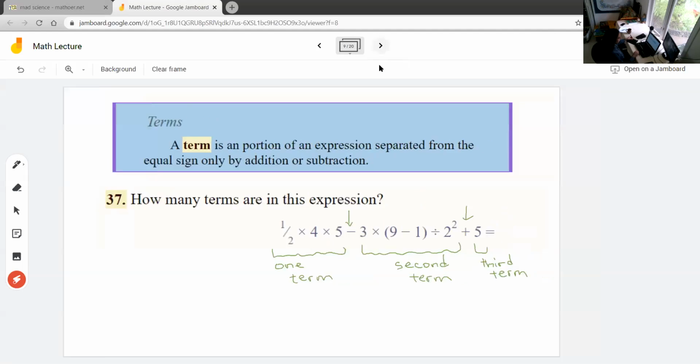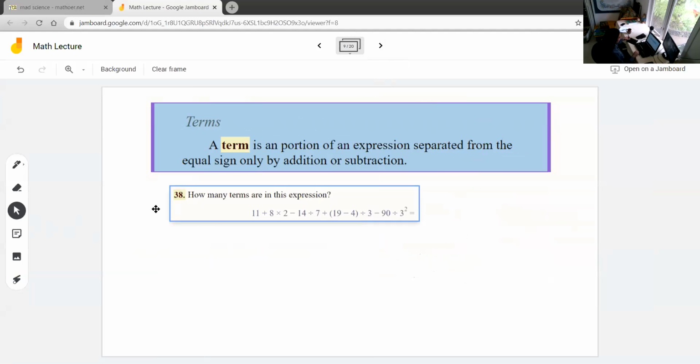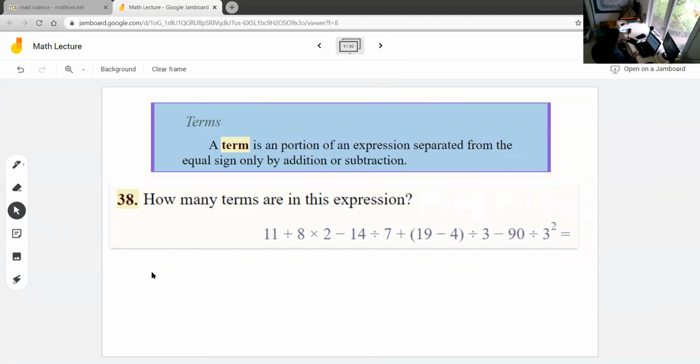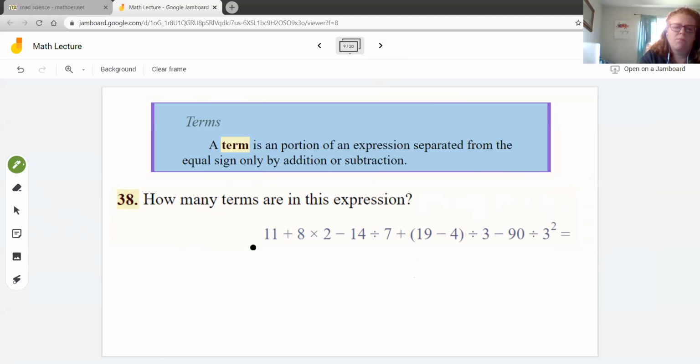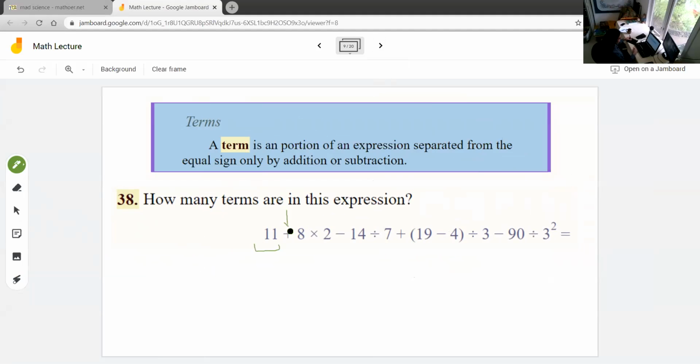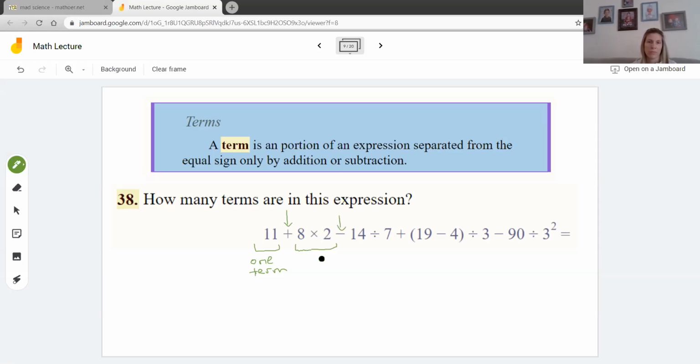Okay. One more, then I'll ask for questions. Your turn, though. How big is the first term as I'm working my way across this expression? Just the 11? Just the 11. Right? As soon as I get to this plus, that's the end of my first term. Okay, somebody else. When does my next term stop? 8 times 2.